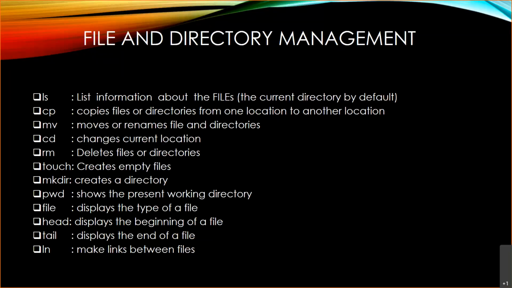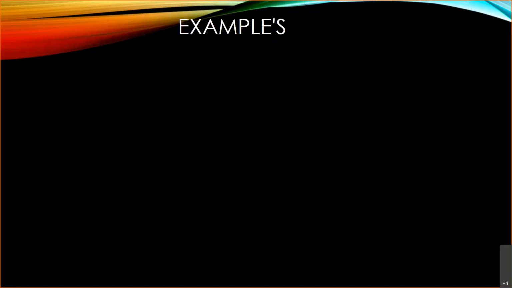cd. It changes current location. rm. Deletes files or directories. touch. Creates empty files. mkdir. Creates a directory. pwd. Shows the present working directory. file. Displays the type of a file. head. Displays the beginning of a file. tail. Displays the end of a file. ln. Make links between files.